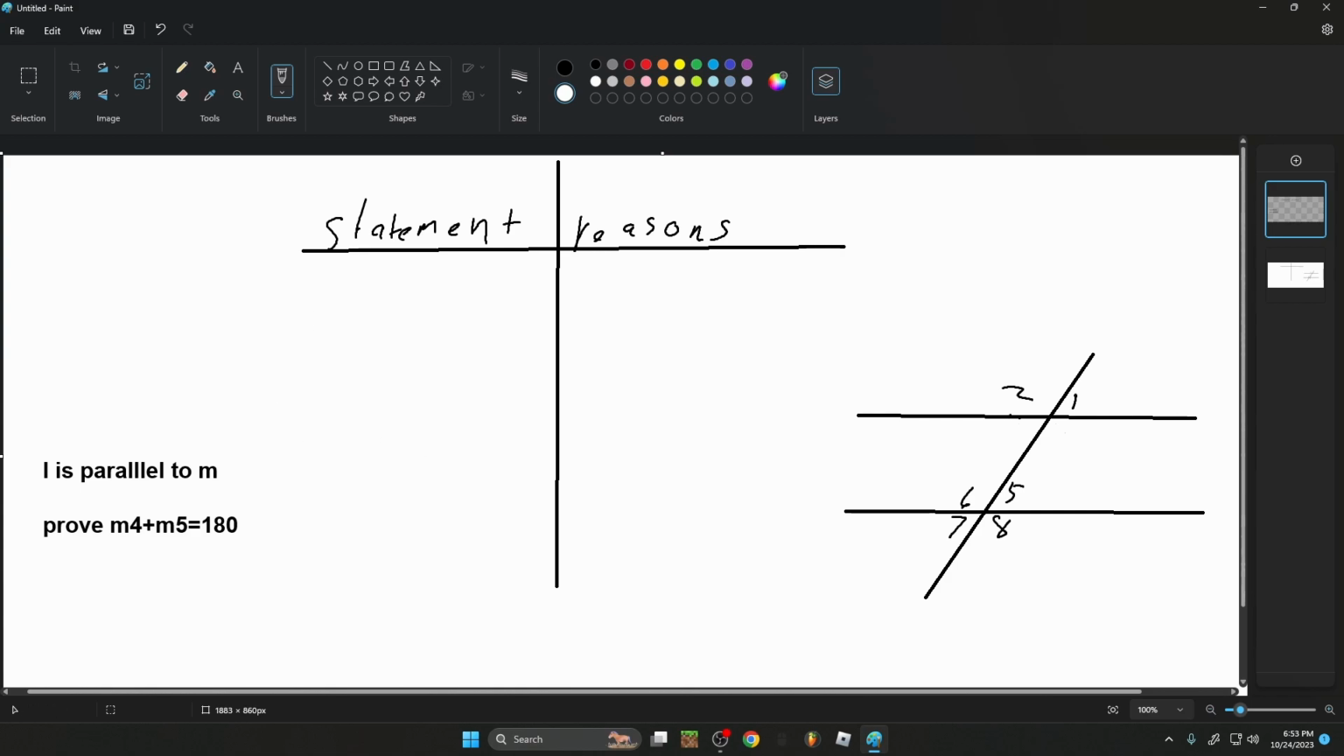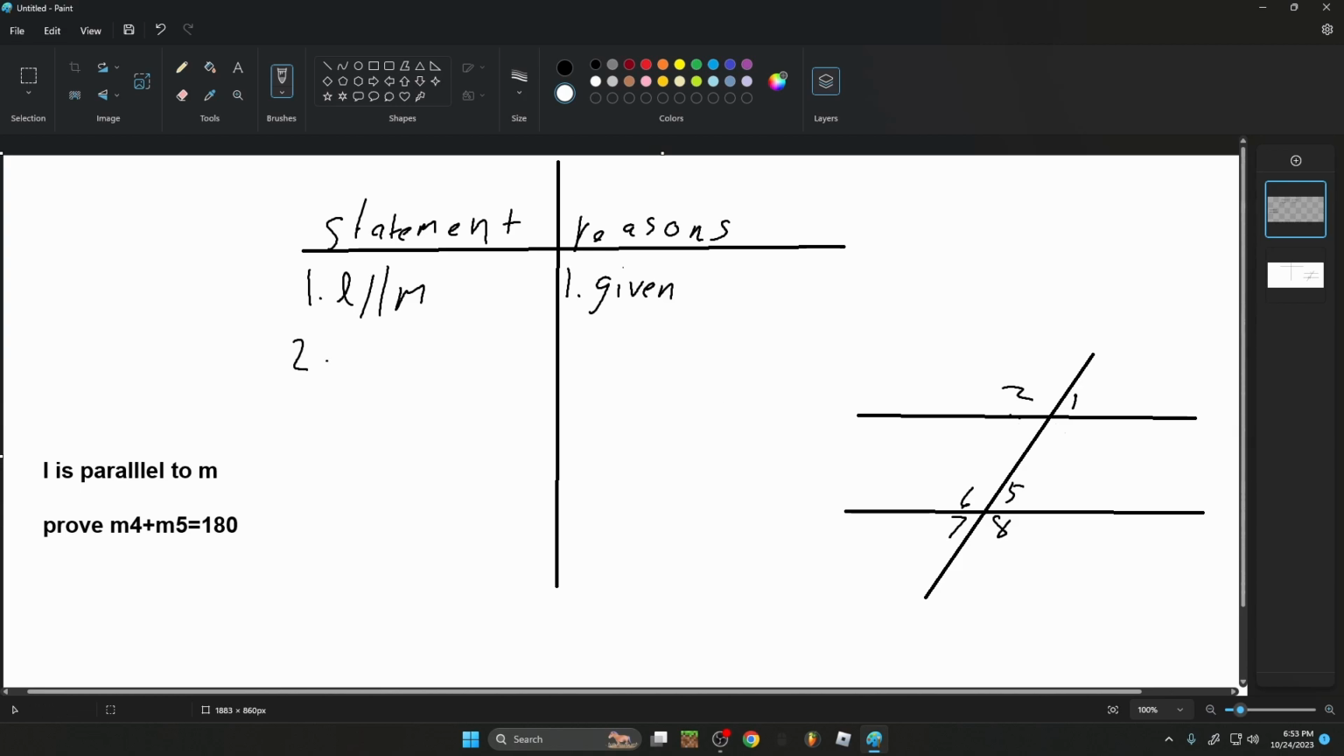For our second example, the first time I recorded this, it failed to record, so I have to do it right now. Alright, so I cannot stress this enough: your first statement should always be the given. So L is parallel to M. The reason behind that is that it's the given, so you don't have to explain that.